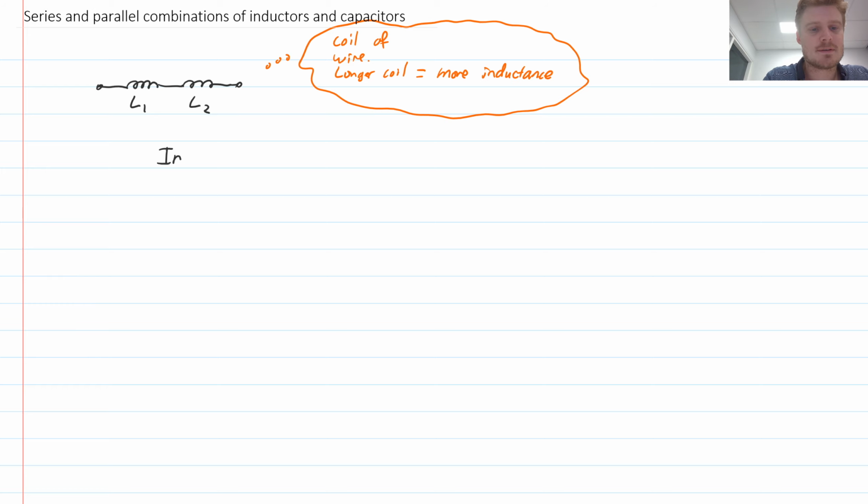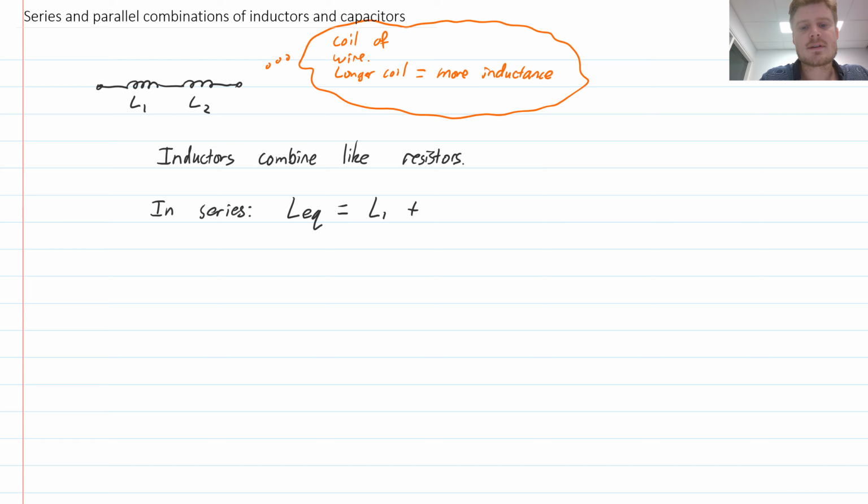So inductors combine like resistors. And everything that you already know about combining resistors in series and parallel also applies to inductors. So in series, we have that the equivalent inductance is the sum of each of the individual inductances.